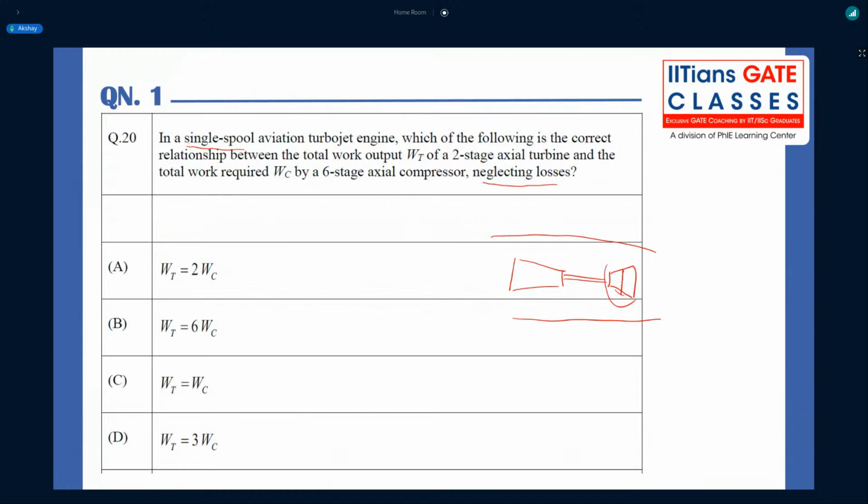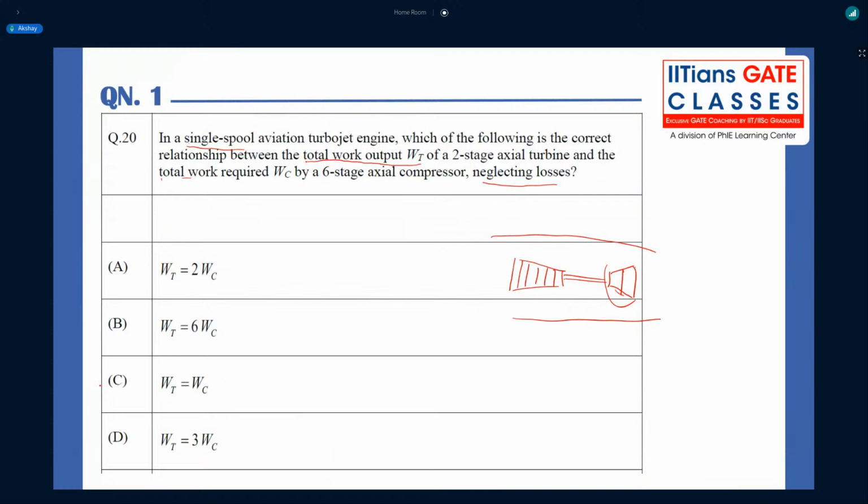Say I have two turbines, but it's a single unit, which is transmitted to a six-stage compressor. So it all together comprises a single unit. It is just work developed. They have already mentioned it is the total work output. That means whatever the two-stage axial turbine is developing is the total work output, denoted as WT, and the total work required is WC. So all 6 stages together, what is the work required by the compressor?